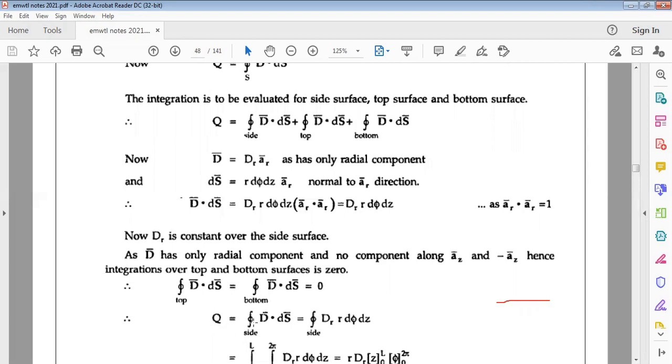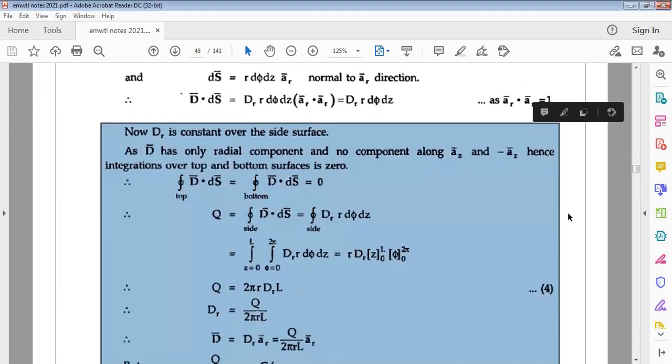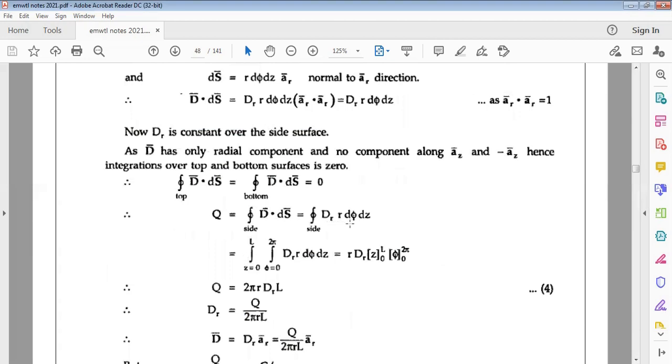Remaining is only the side, Q is equal to integral over the side of D bar dot dS bar. That D bar dot dS bar we got after substituting D bar as a radial component in the ar bar direction and dS bar along the r direction, dr, r dφ dz. So substitute here Dr, r, dφ, and dz. And see, here we only have φ and z.